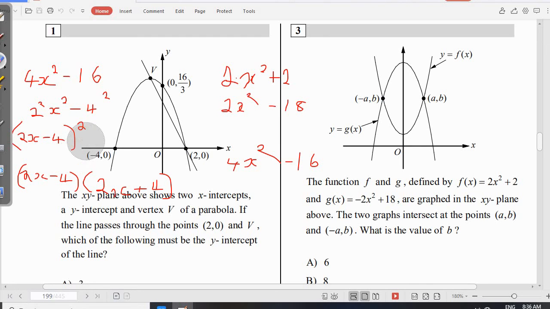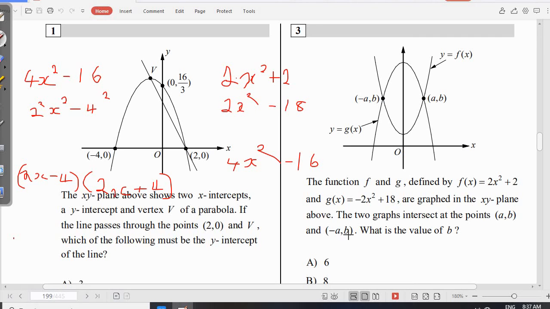Okay, clean this off. We're just trying to explain. So 2 squared x squared minus 4 squared will give you (2x minus 4)(2x plus 4). And when you do that, let's look at (a, b) and (minus a, b).